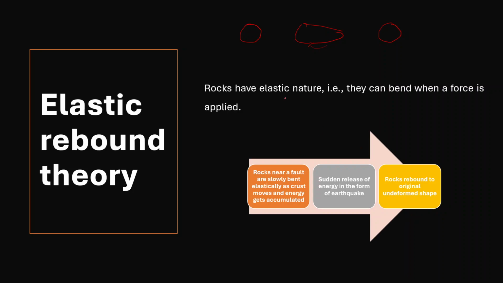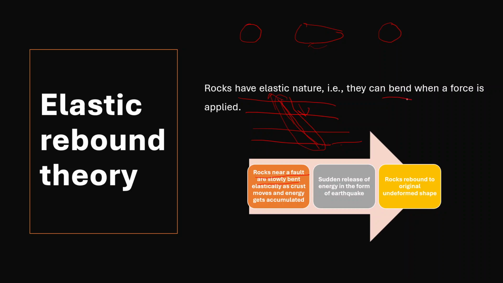So what happens is that, let's say we have a fault like this, okay, a weak zone, a fault line like this. So what it says is that rocks near a fault are slowly bent elastically as crust moves and energy gets accumulated. So you can just imagine it like this. So let's say this is the fault line and initially the layers were standing like this, okay. So this fault line is a weak zone, so movement is happening. So let's say this region is going up and this region is coming down.